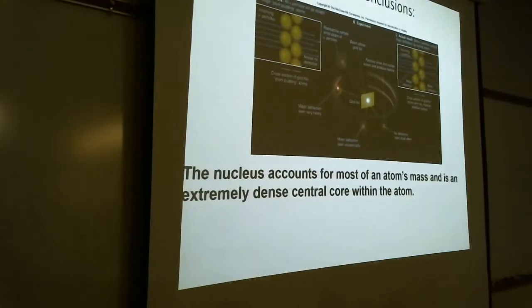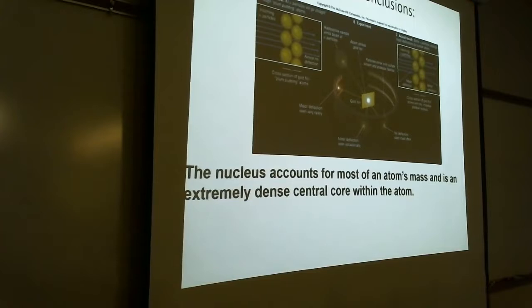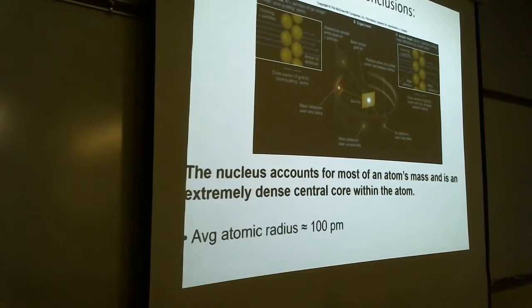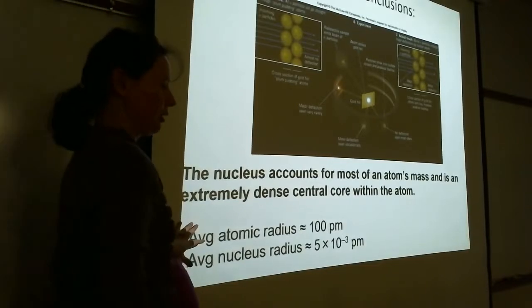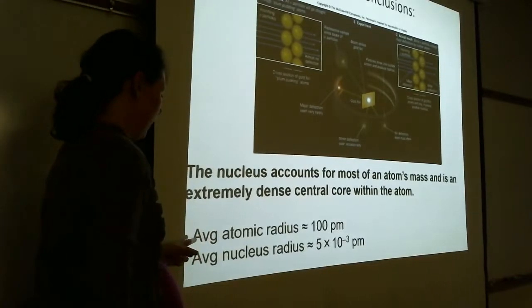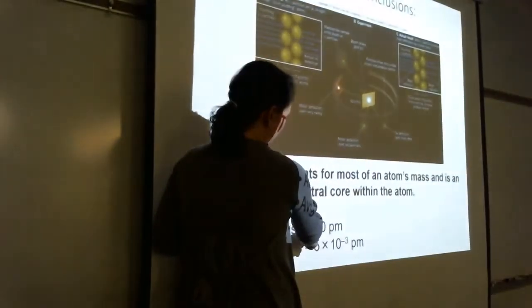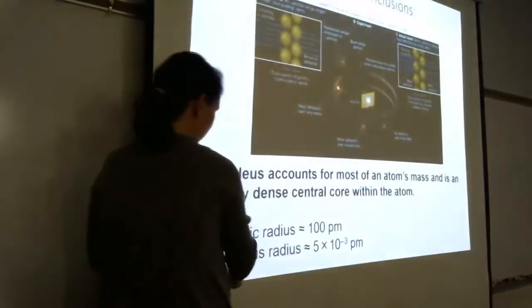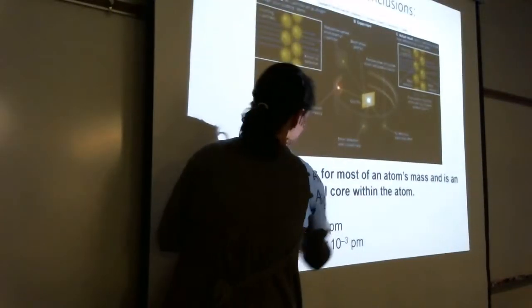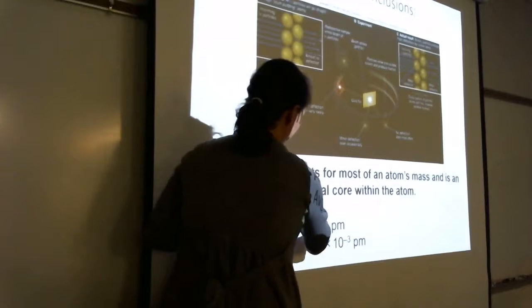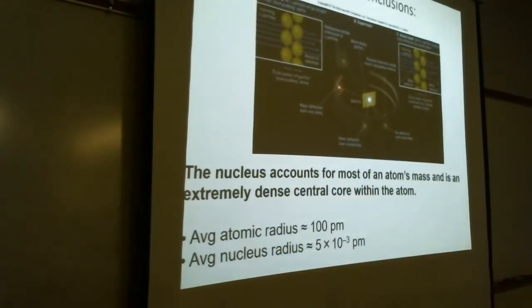And so the nucleus is the largest component of the atom. It accounts for the greatest portion of its mass. Just to give you some sizes here, this is not something I make you memorize, so please don't think you have to memorize this. The average atomic radius, the size of the atom, is about 100 picometers. The average size of the nucleus is about 5 times 10 to the negative third picometers, right? So the nucleus is accounting for a pretty decent chunk of the overall mass, when you think about the density there.